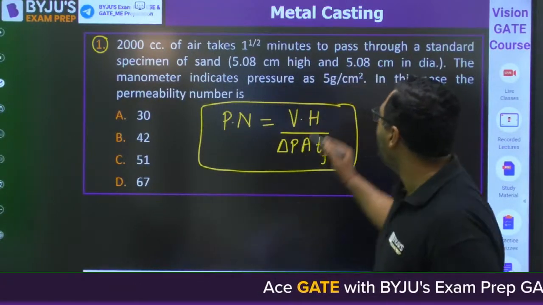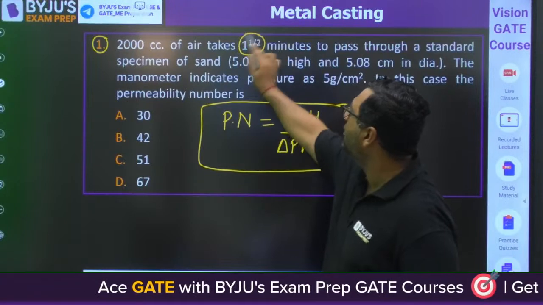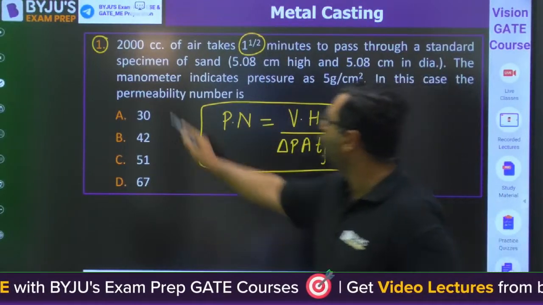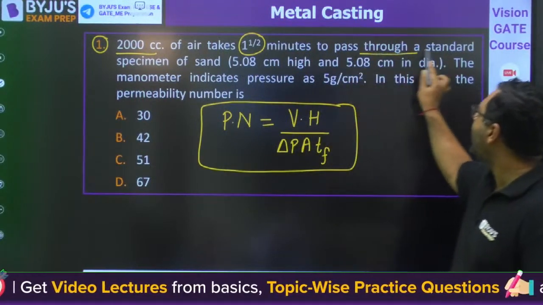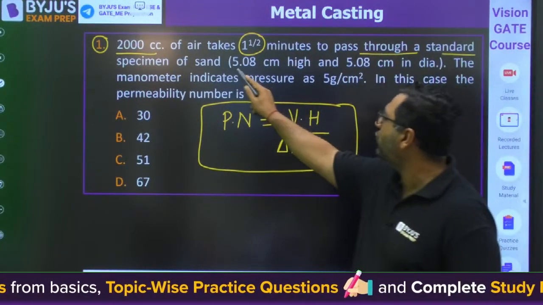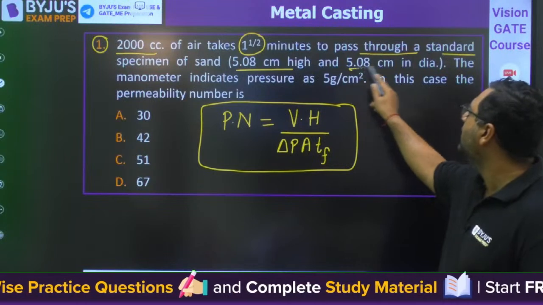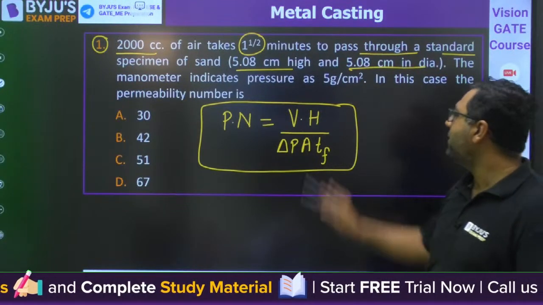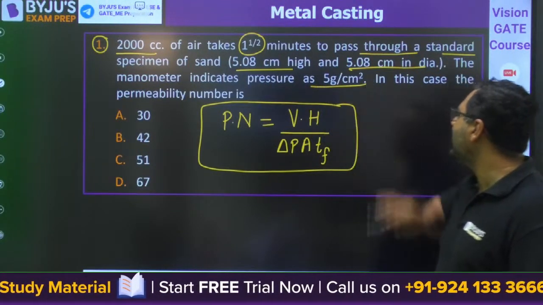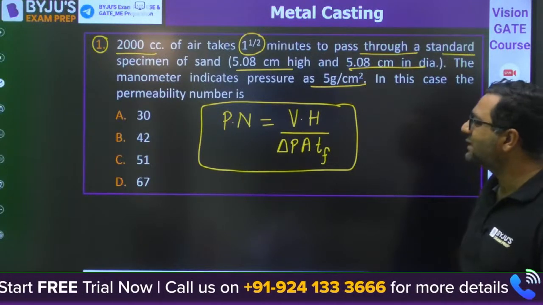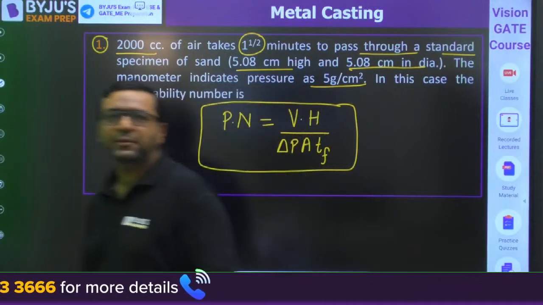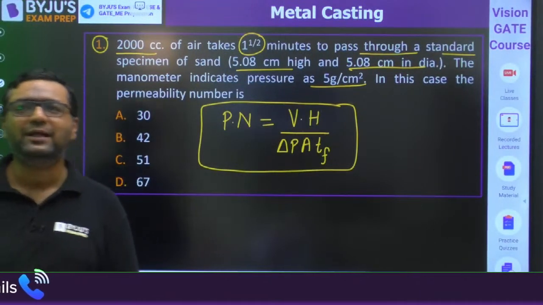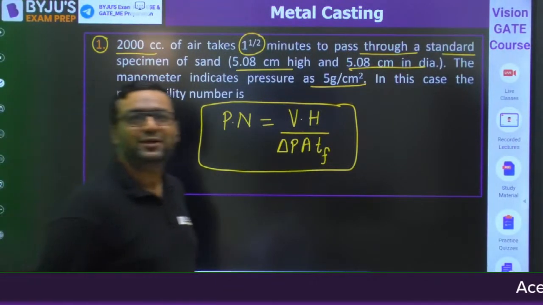Time is 1.5 minutes, it is mentioned. 2000 cubic centimeter of air takes 1.5 minutes to pass through a standard specimen of 5.08 centimeter height, and that is the diameter. The manometric pressure is 5 gram per centimeter square. In this case, the permeability number is? Time is mentioned, I don't know why you are asking for the time.